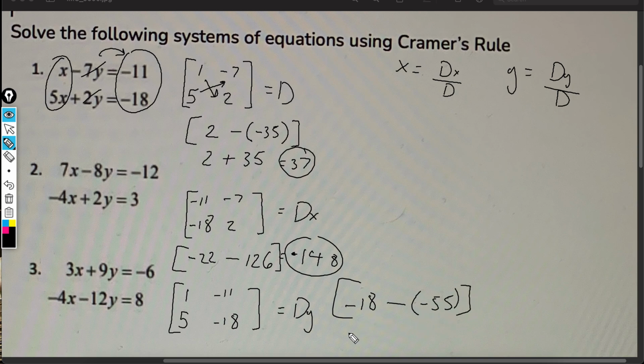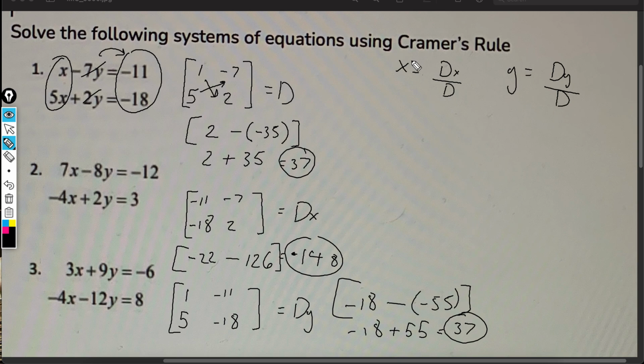Let's clean that up a bit. So we have -18. This negative times a negative equals a positive 55. Hey Siri, 55 minus 18. 55 minus 18 is 37. Perfect. This is our d of y.